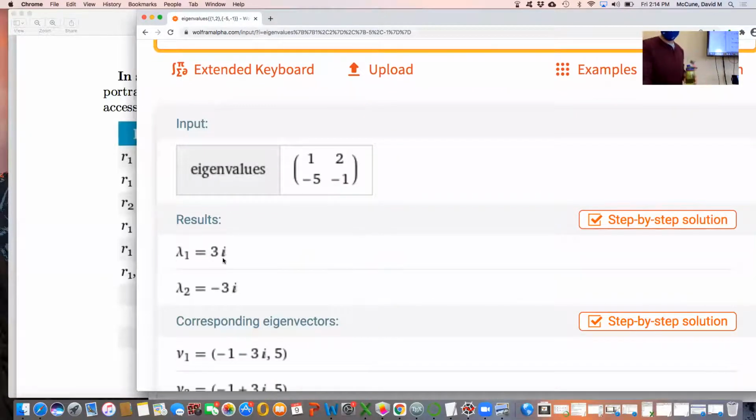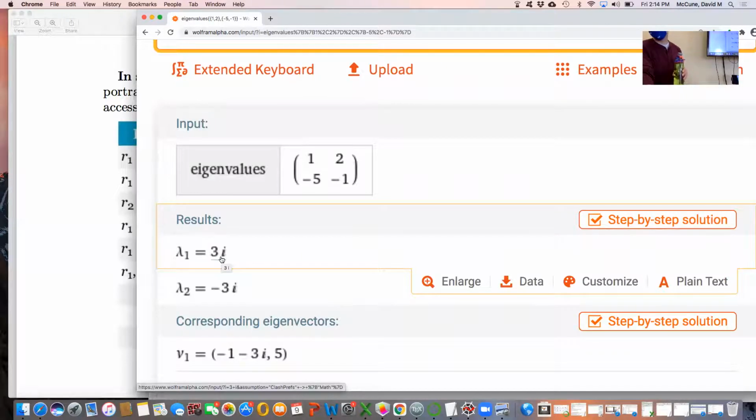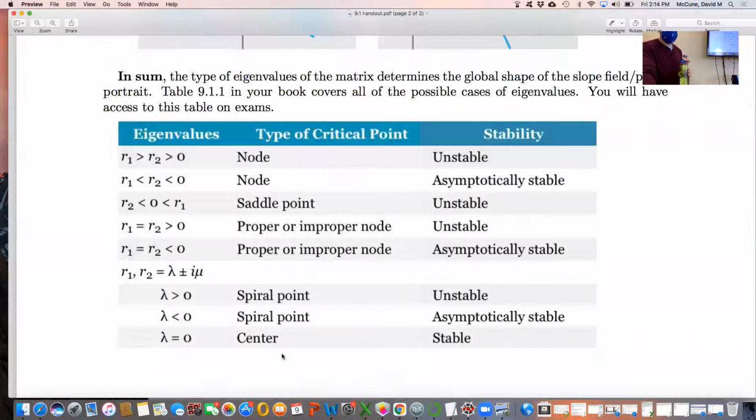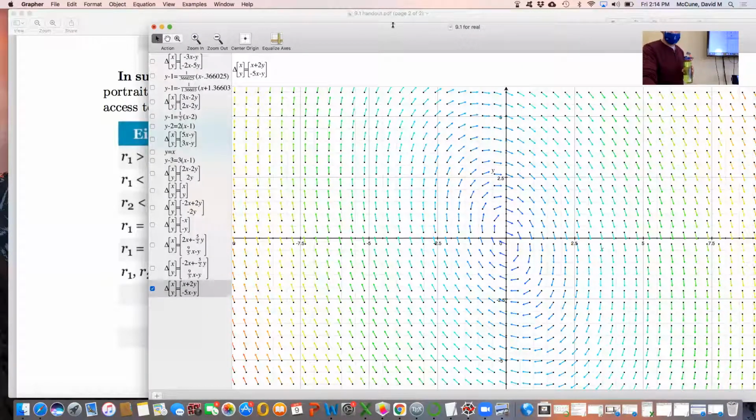These are purely imaginary. There's no real parts. So if you go to this chart, it tells you to get a center, which, notice, is not a spiral. It's something else. It still calls it stable though. Okay, so the difference between a spiral and a center is the following.